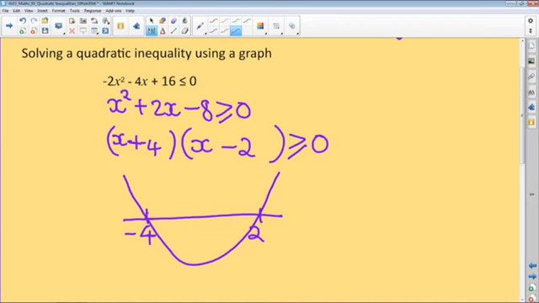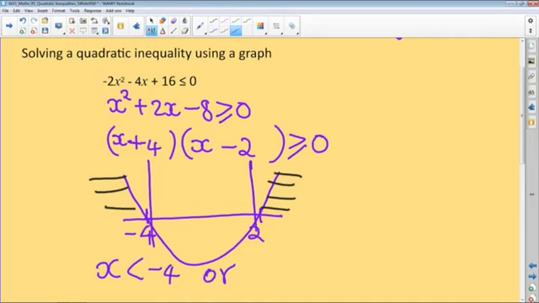This is y equals x plus 4, x minus 2. Where is this graph above the x-axis? Now you can just shade. All right, so you are reading your solution from here going down. So x is less than minus 4, or now from 2 and then above, x is greater than 2.